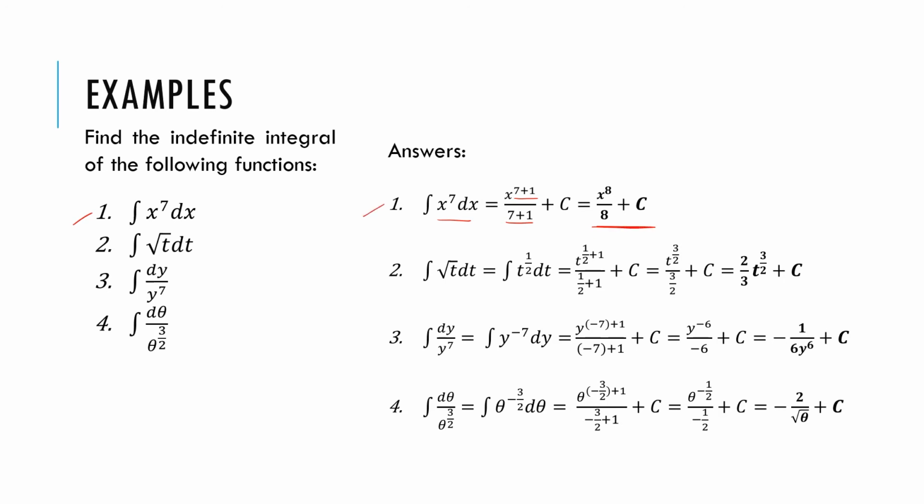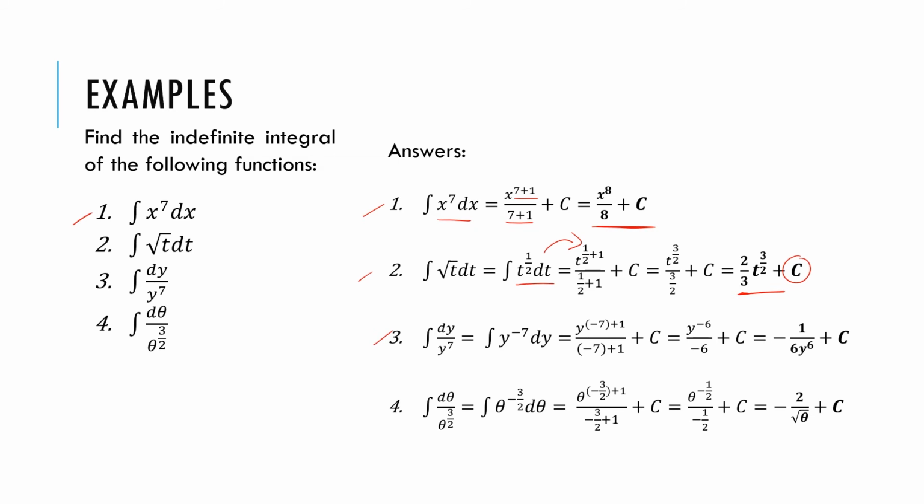Next is number 2, square root of t with respect to t. Then, using the law of exponent, di ba alam natin square root of t is equals to t raised to 1/2. Then we will use the power rule. Then some algebraic manipulation, we will have 2 over 3 t raised to 3/2 plus c. Don't forget letter c or the arbitrary constant.